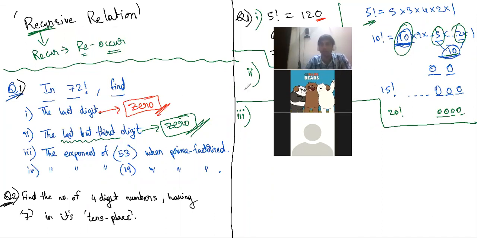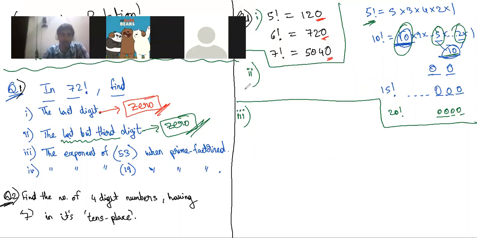Third question. Some of you, Anushrita got the right answer. The exponent of 53 when prime factorized. Actually, this is a very simple question. What is the specialty of 53? It itself is a prime number, and 53 is a prime number which has no multiples other than itself below 72, isn't it?